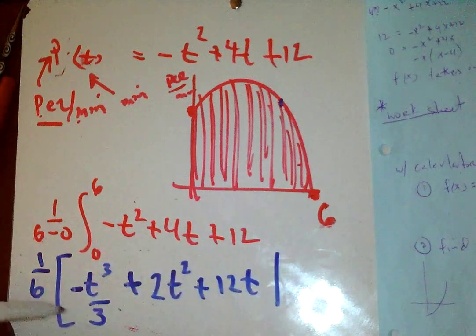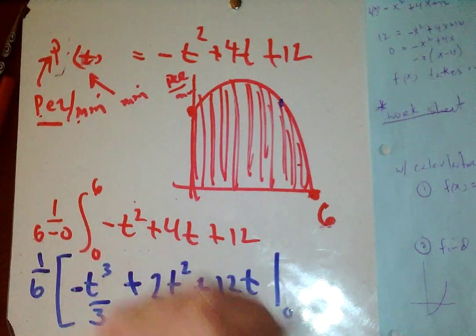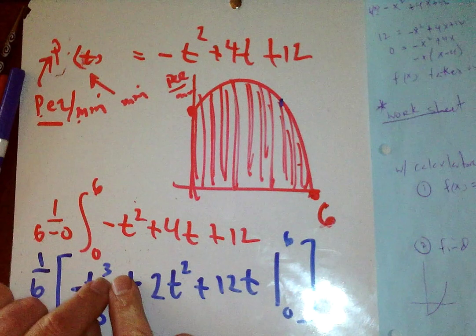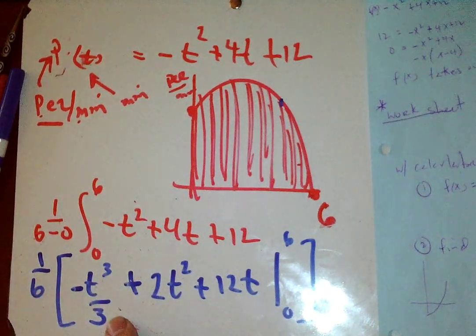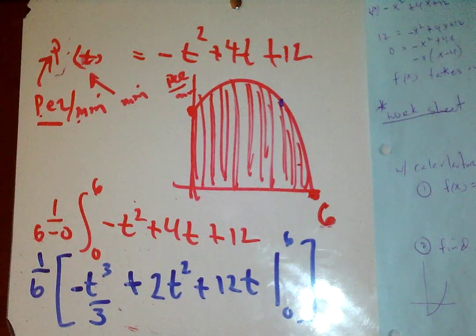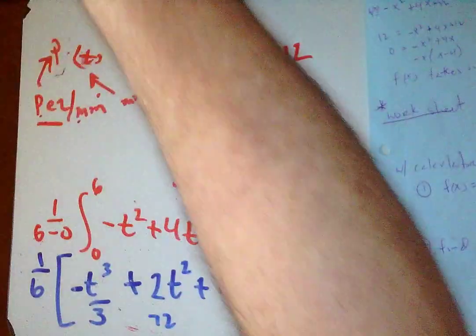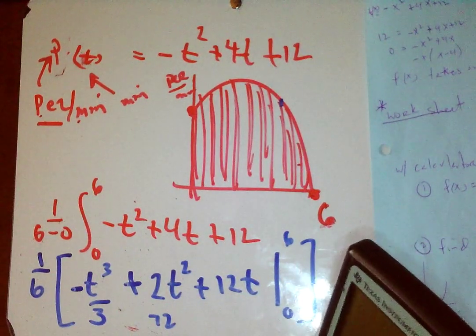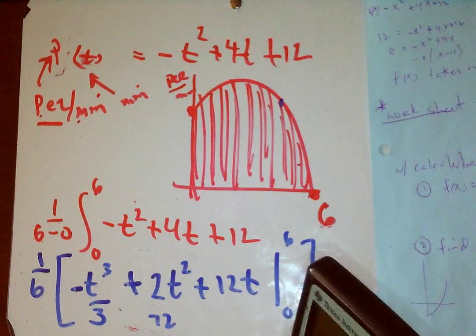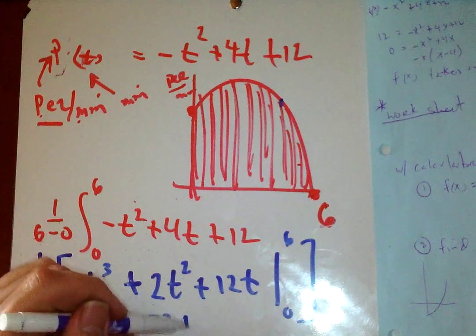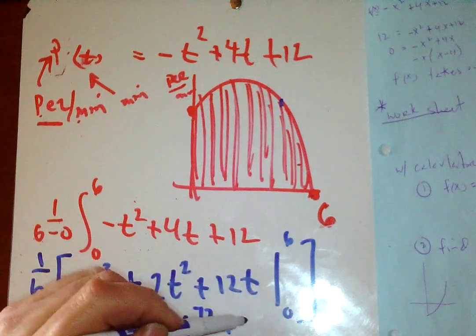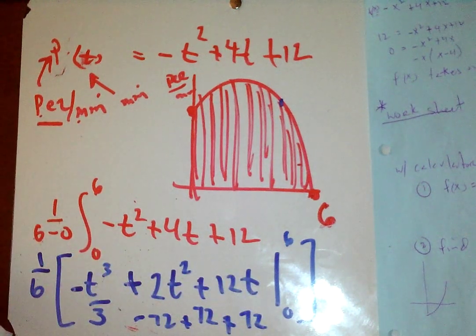And I want to evaluate this antiderivative from 0 to 6. So what do I get? If I plug in a 6, I get 216 over 3 with a negative in front. Isn't that 72? Let's check. I've got 6 to the third, 216, divided by 3 is 72. So there's a negative 72, plus 6 squared is 36 times 2 is 72, plus 12 times 6 is 72. That's an awful lot of 72s, but these cancel and I'm left with 72.